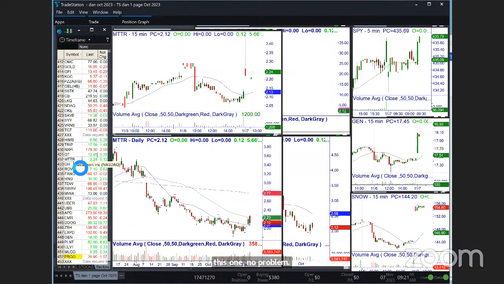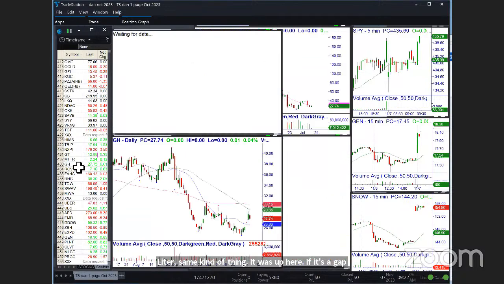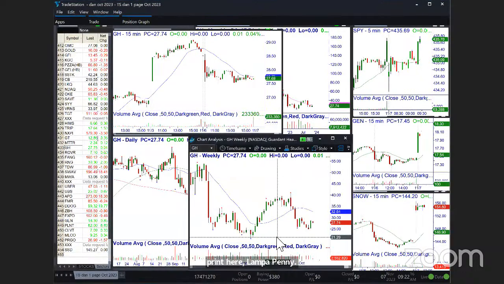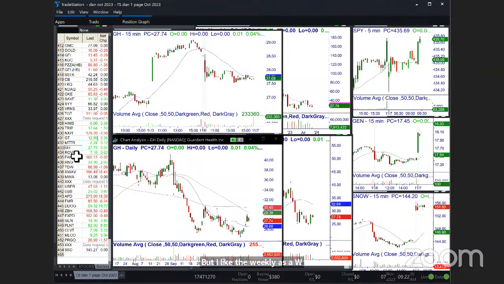Mature, same kind of thing. It was up here. If it's a gap over a red bar, has room to like 260. Golf Hotel, I can't tell where you're opening. Well, I have one print here, only up a penny. But I like the weekly as a W bottom, new low plus. We'll come back to Golf Hotel.